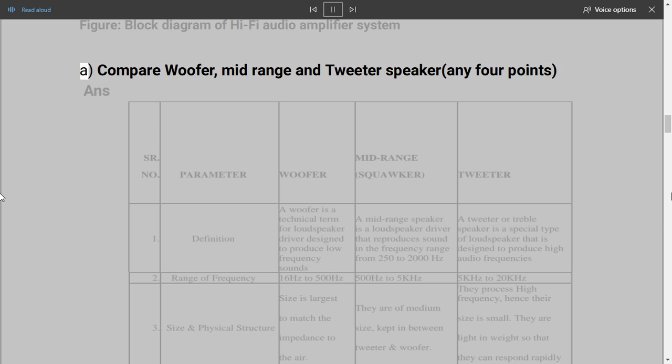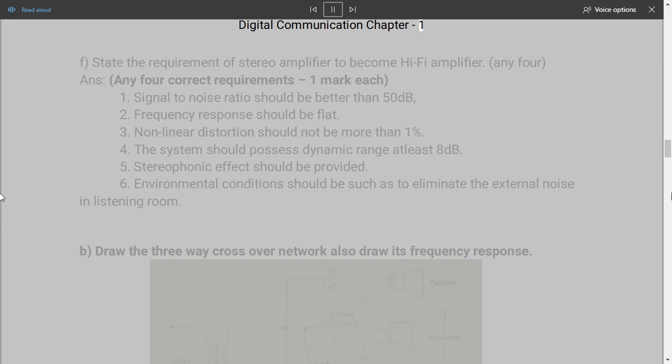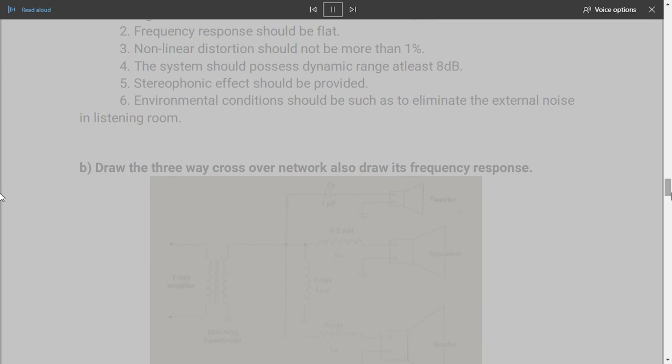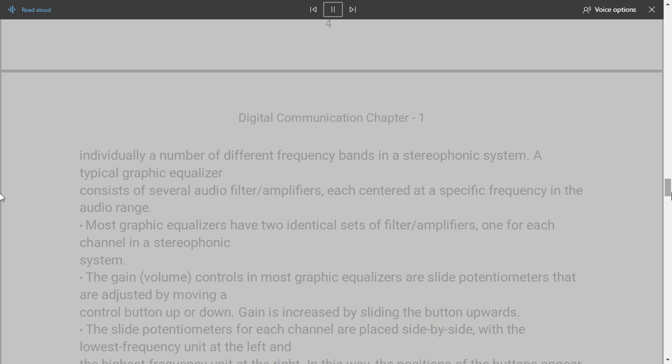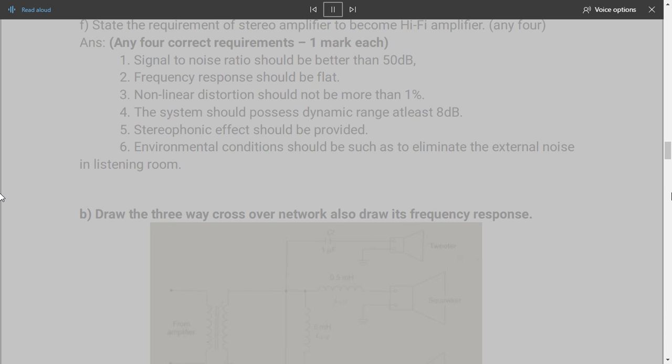Q. Compare woofer, mid-range and tweeter speaker, any 4 points. Answer. Chapter 1. Q4. State the requirement of stereo amplifier to become hi-fi amplifier.